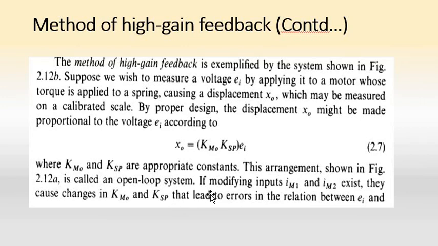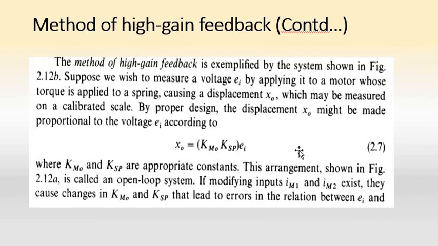So here the modifying inputs IM1 and IM2 exist, and they will cause changes in KMO and KSP that will lead to errors in the relation between EI and x naught. You can see from this equation that x naught is proportional to EI, and the proportionality constant is KMO and KSP. So as IM1 and IM2 change, this KMO and KSP will cause errors in the relation between this input and output.